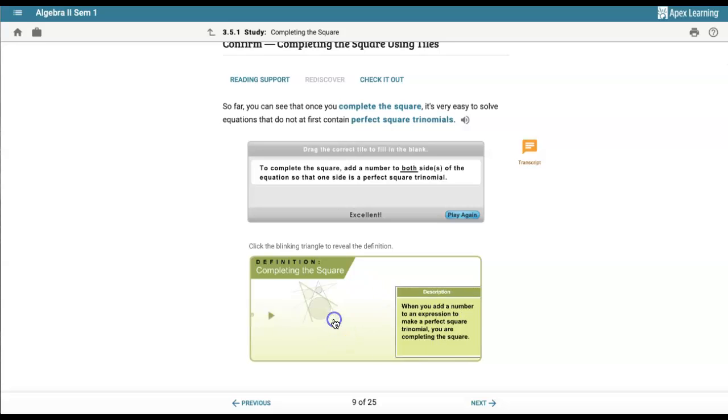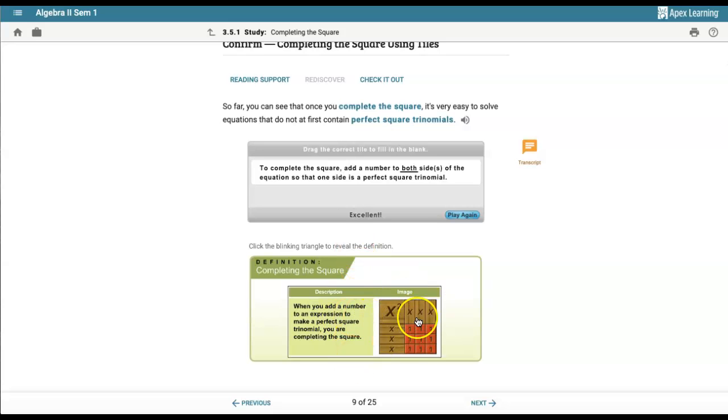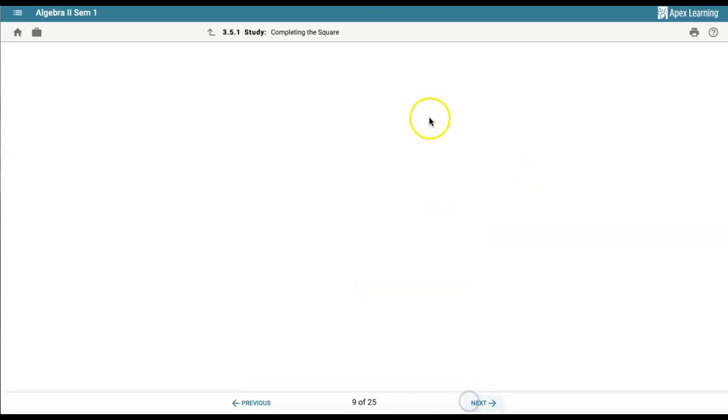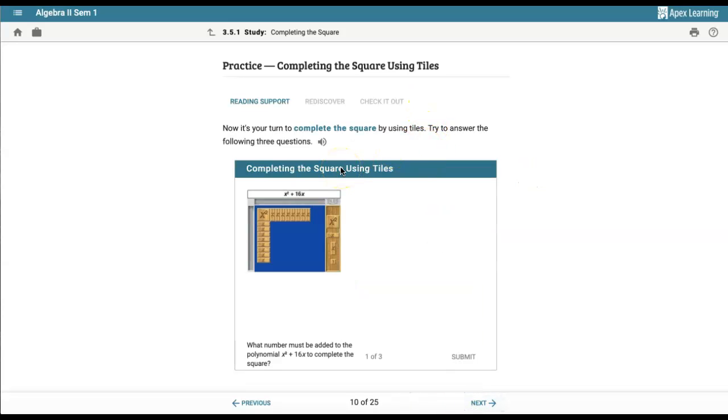All right, and what does it mean to complete the square? It means that you add a number in order to fill that trinomial to now make it this perfect square. All right, and again, this first half here is going to be what's looking at your first quiz.